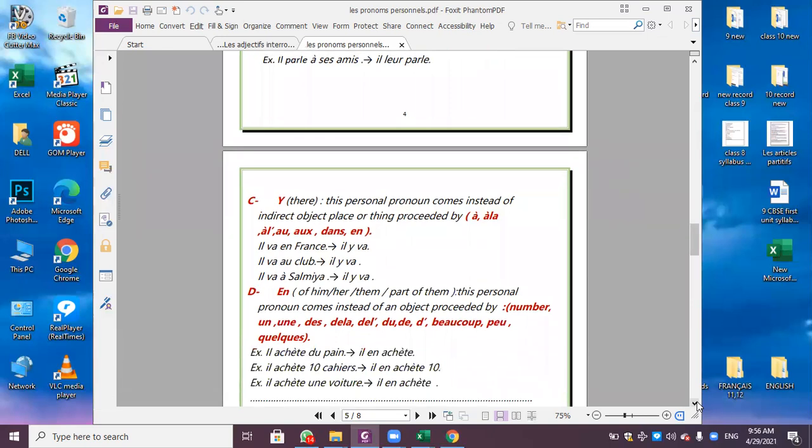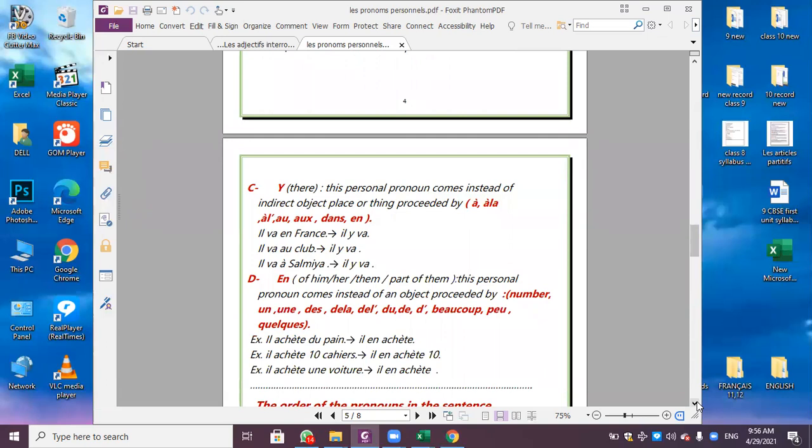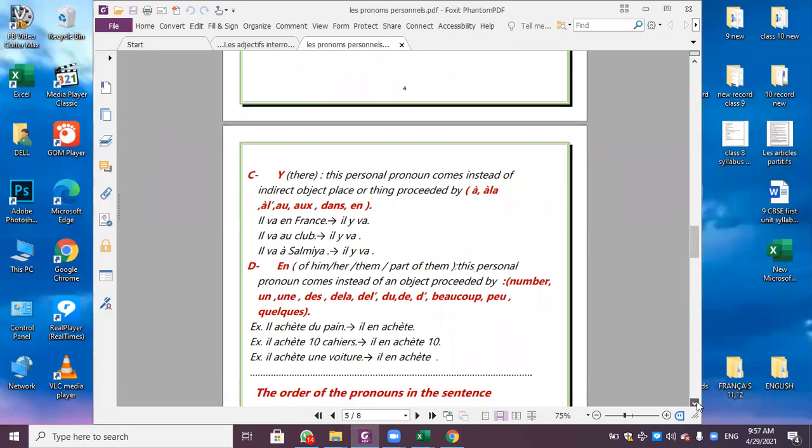Elle achète du pain, il en achète. Elle achète 10 cahiers, il en achète 10. Elle achète une voiture, il en achète une.